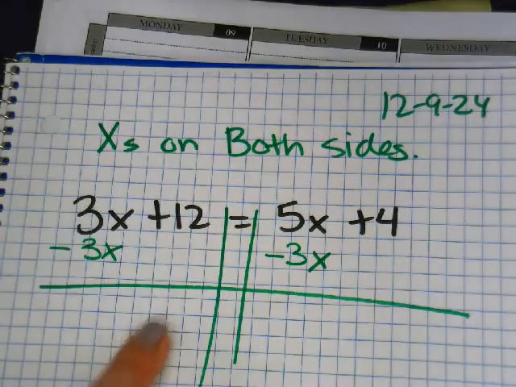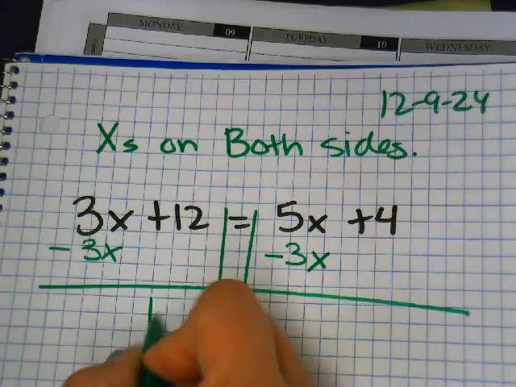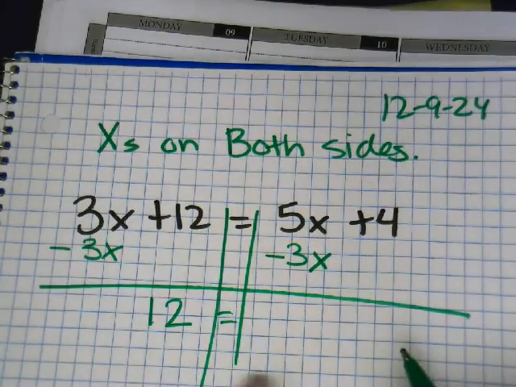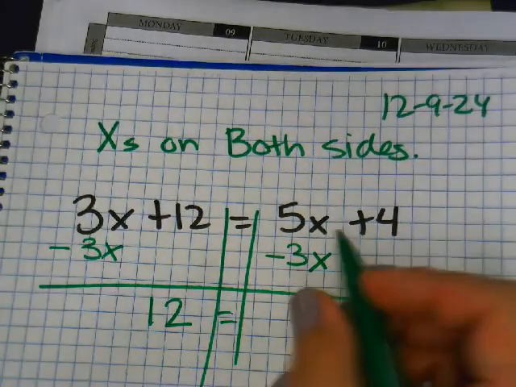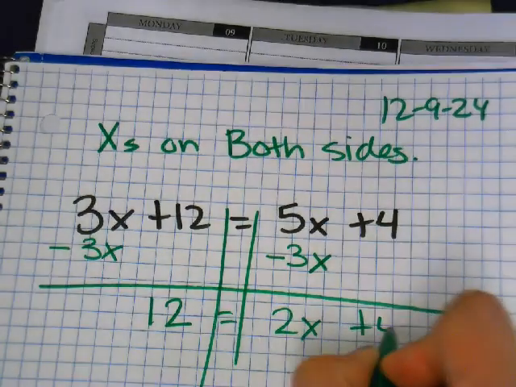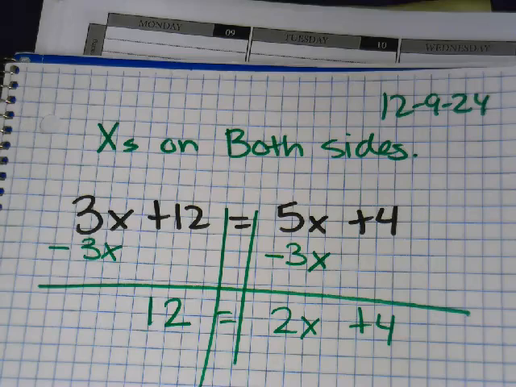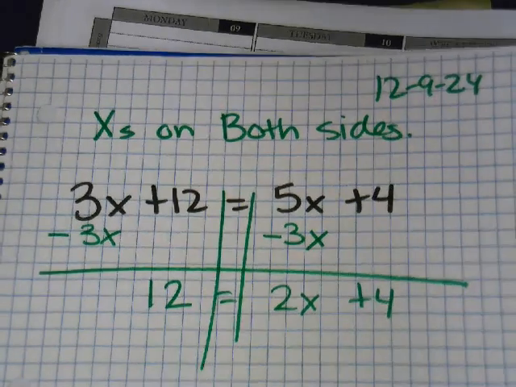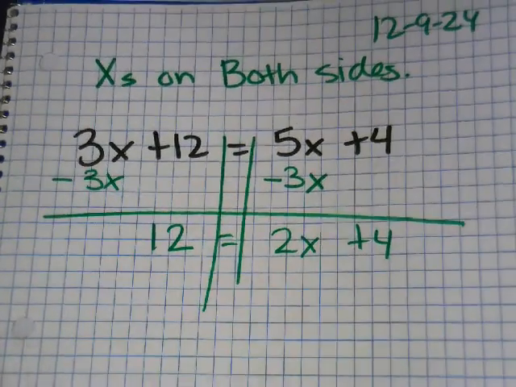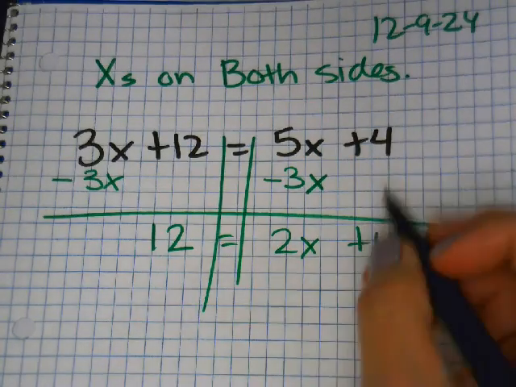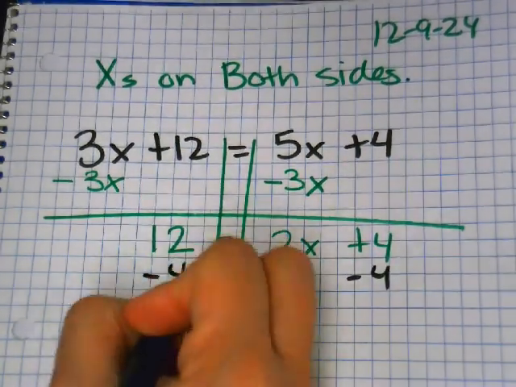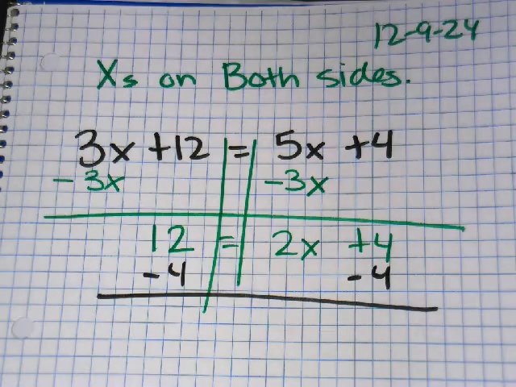Just 12 equals. Now, over here, what is it? 2x. And now we have a regular problem, right, that you've been doing on your test. What number do I move now? You move the 4 by minusing 4. Remember, you want x by itself. But when you have two x's, you got to combine them first.